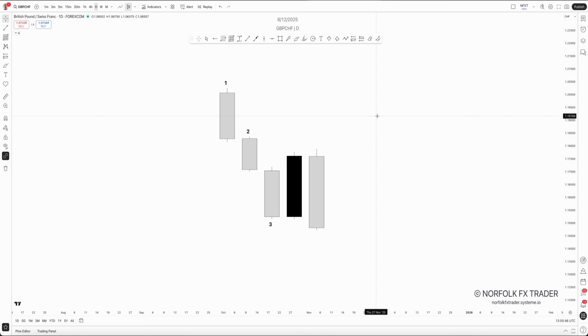Let's now take a look at the actual imbalance, how it actually forms and how you actually mark up the imbalance. Then we'll look at it with market structure, and then later you'll see how you can automate your imbalances with the dynamic imbalances inside the companion tool.